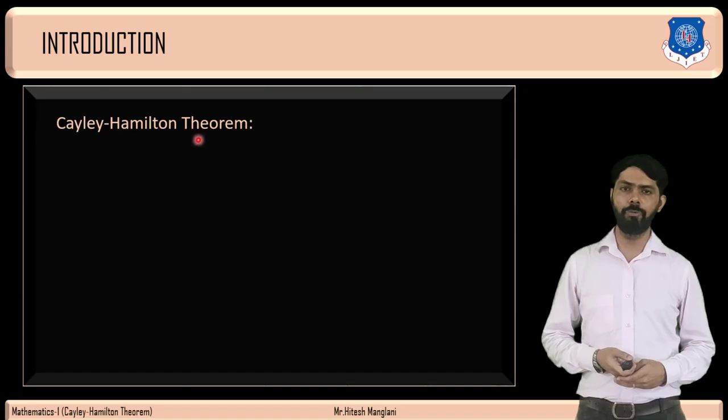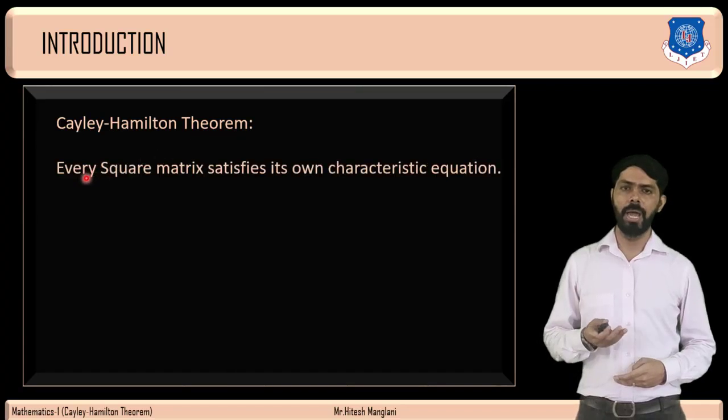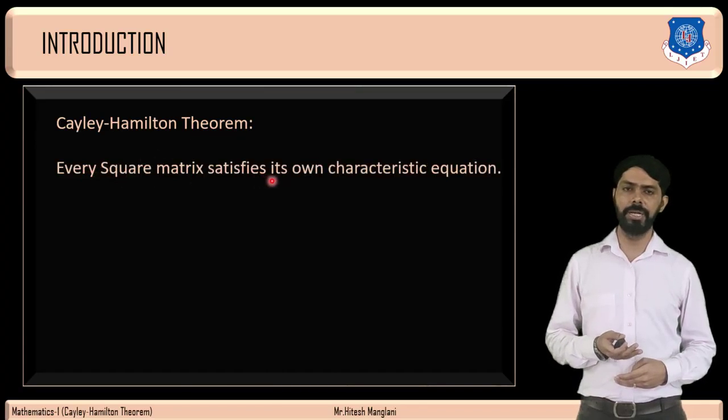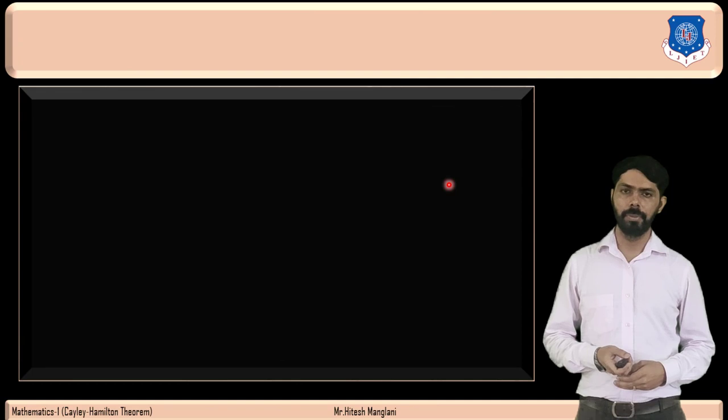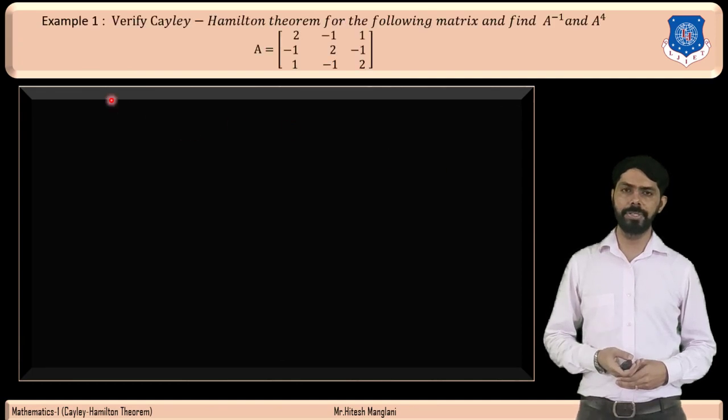So the statement of the Cayley-Hamilton theorem is: every square matrix satisfies its own characteristic equation. Now we will discuss an example of the Cayley-Hamilton theorem.